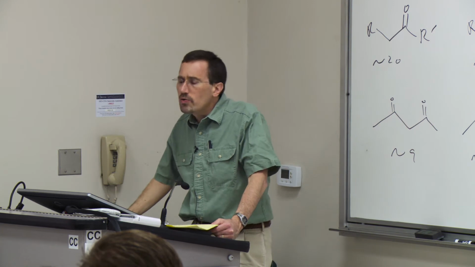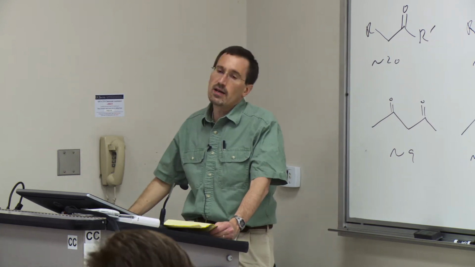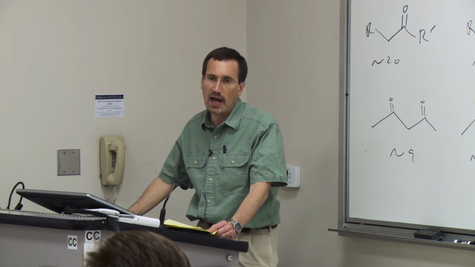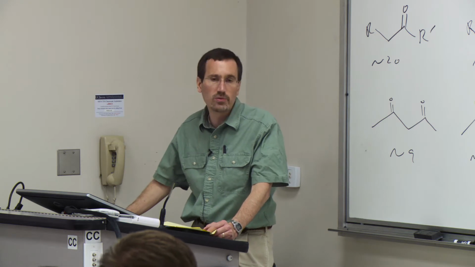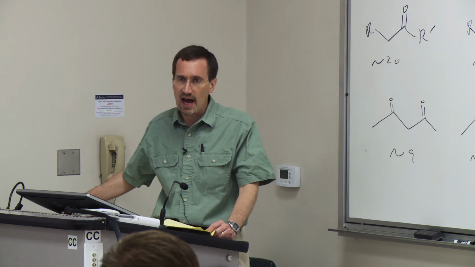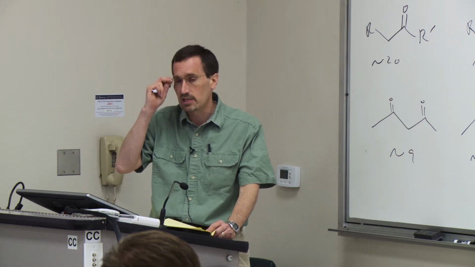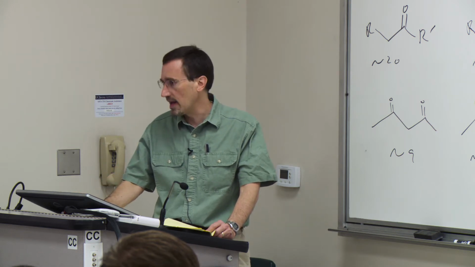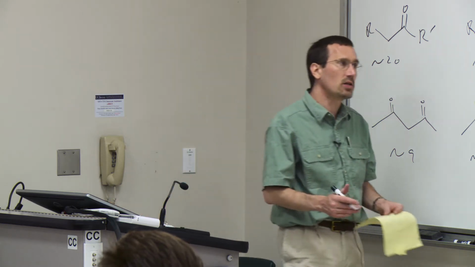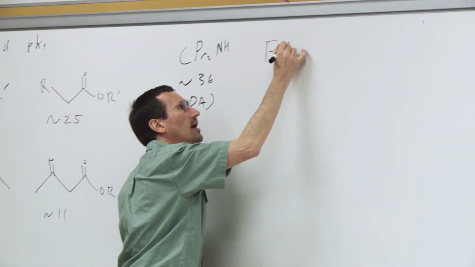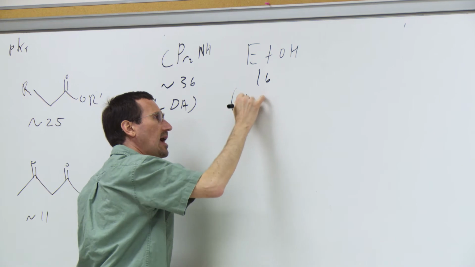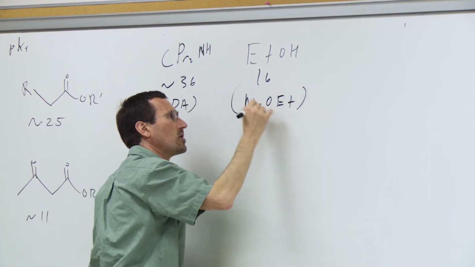Now, another go-to base in carbonyl chemistry are sodium alkoxide bases. Sodium ethoxide or sodium methoxide would be the two typical ones. If I'm working with an ethyl ester, I'll use sodium ethoxide so I don't have problems with transesterification. If I'm working with a methyl ester, I would use sodium methoxide so I don't have problems with transesterification. I'll just give you ethanol as an example. The pKa of ethanol is about 16, and the base that would go along with that is sodium ethoxide.